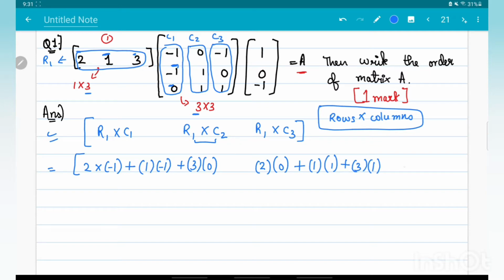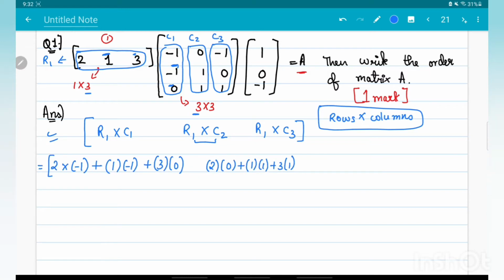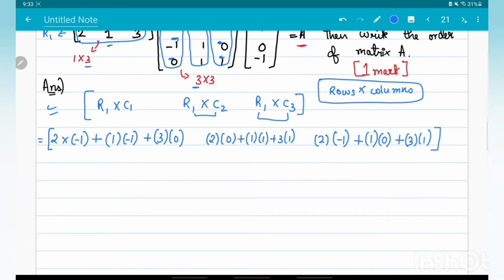And then comes our third one. Now we are going to multiply the first row with the third column. The first element of that row, that is 2, will be multiplied with the first element of the third column, which is minus 1, plus the second element of the row, which is 1, multiplied with the second element of the column. The second element of this column is 0. Now the third element, which is 3, will be multiplied with the third element of this column, that is 1. So 3 into 1. So this is how we get our resultant matrix after multiplying the first two matrices.